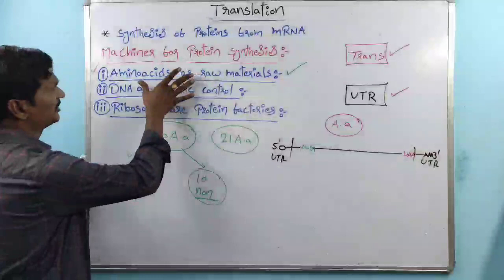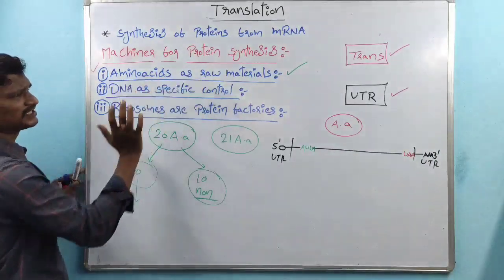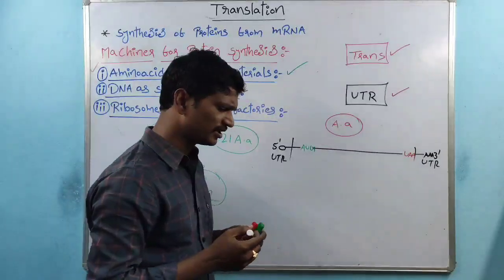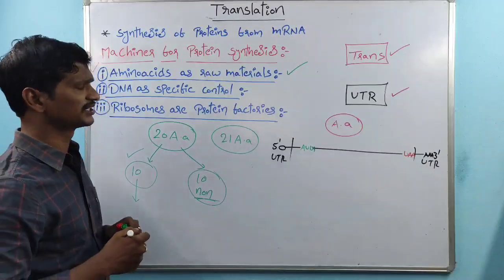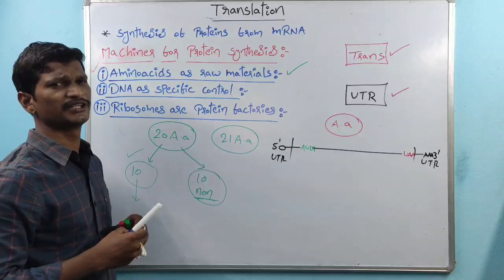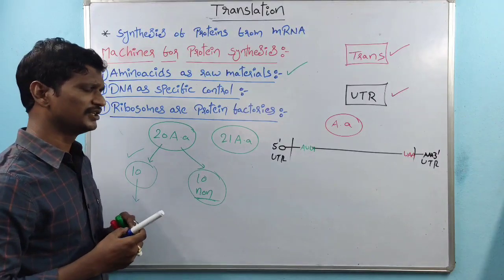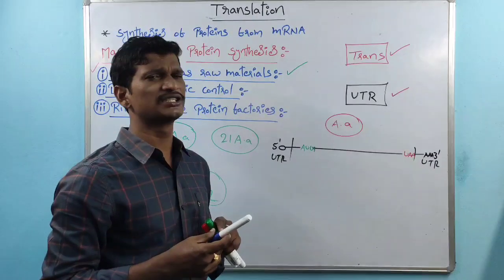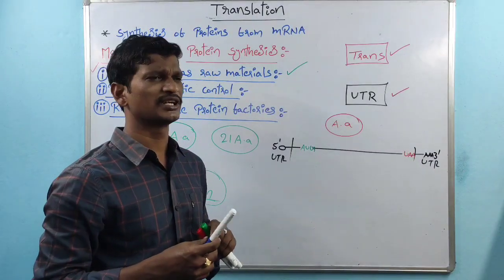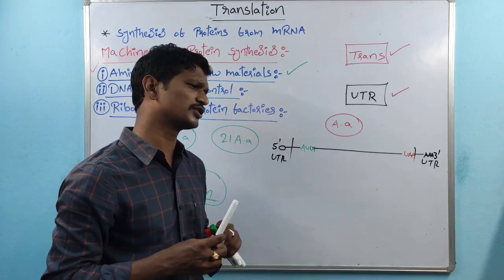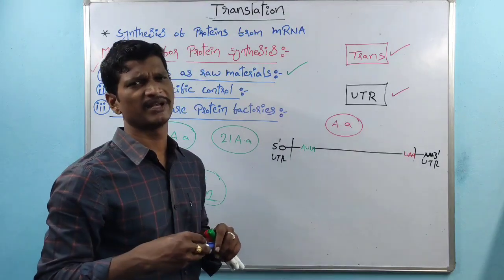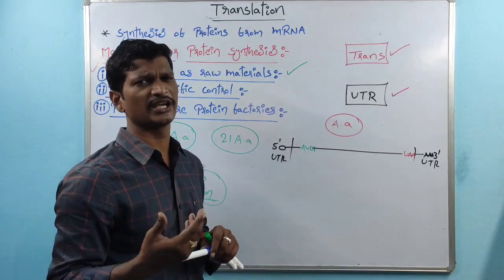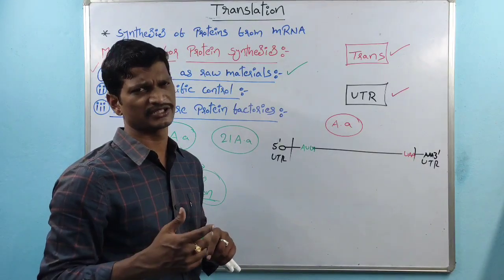So here, the very first one: amino acids as raw materials for protein synthesis. We already discussed that proteins are nothing but repeated units of amino acids. Proteins are heteropolymers. Heteropolymers means there are 20 types of amino acids, and each type of amino acid has a different structure.